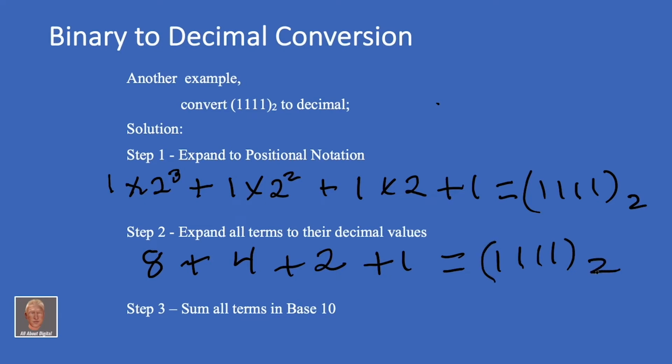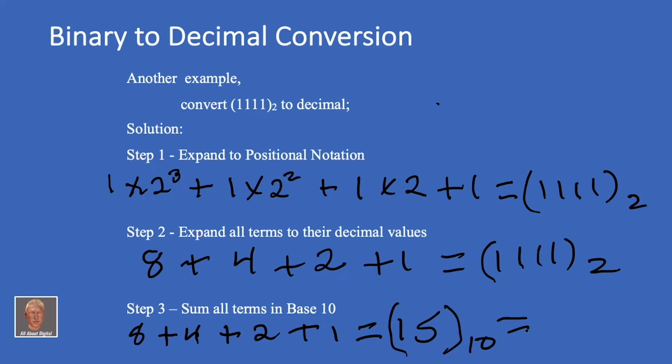The final step is to sum all terms in base 10. So we have 8 plus 4 plus 2 plus 1 equals 15. So 15 base 10 is equal to 1111 base 2. And there you have it.